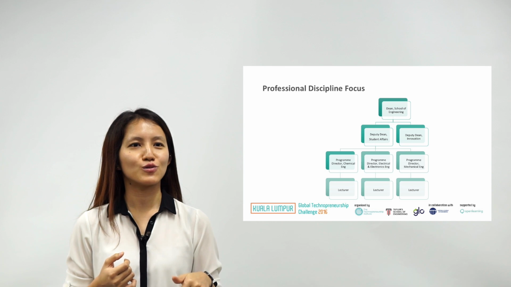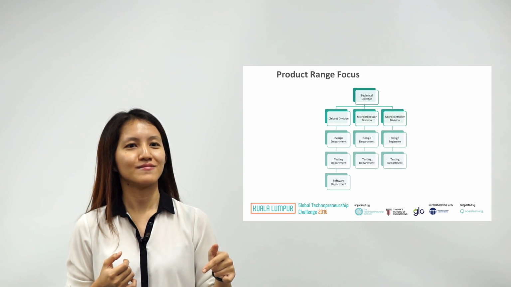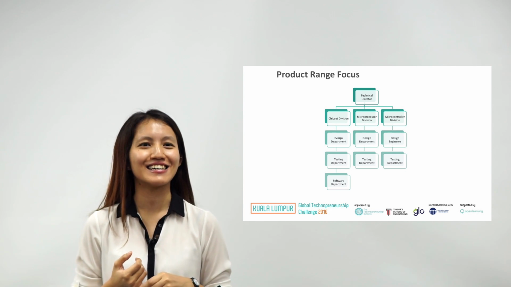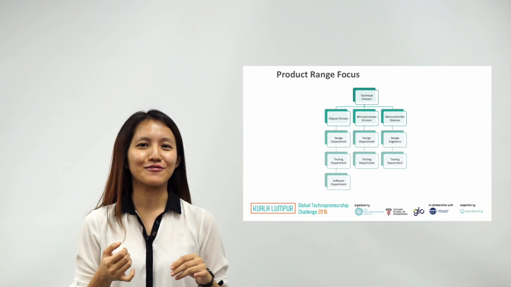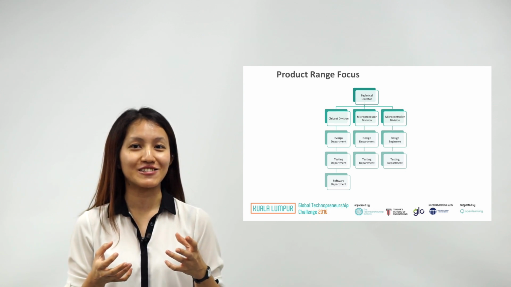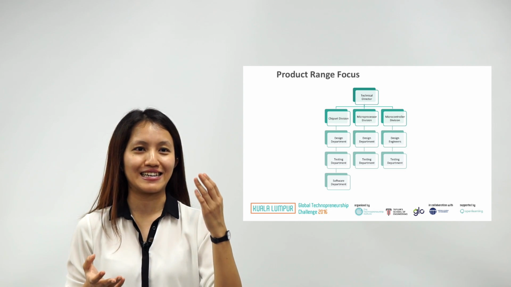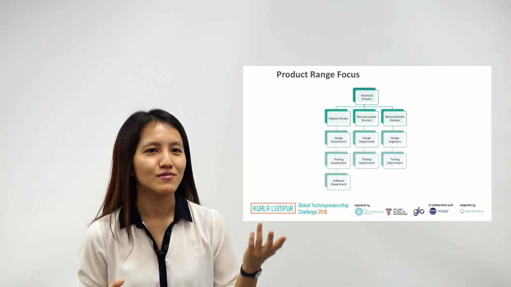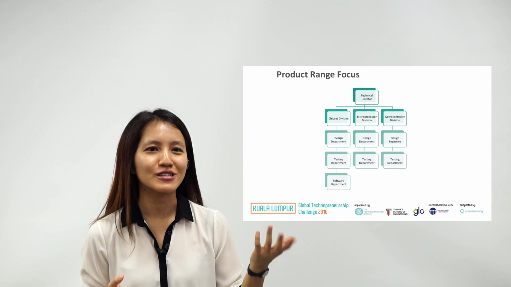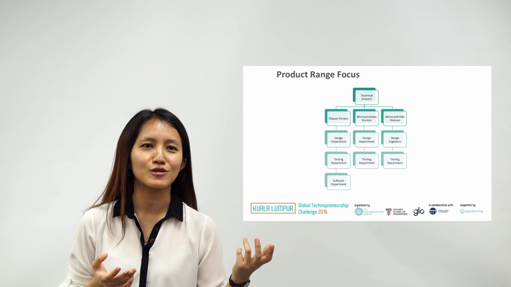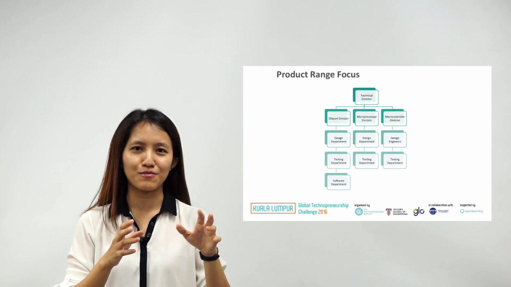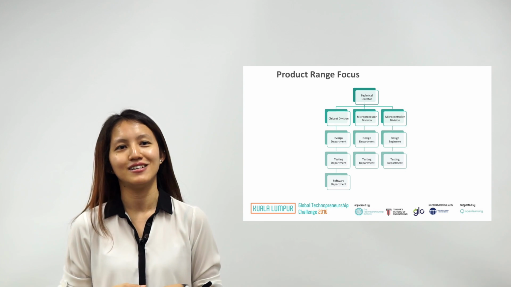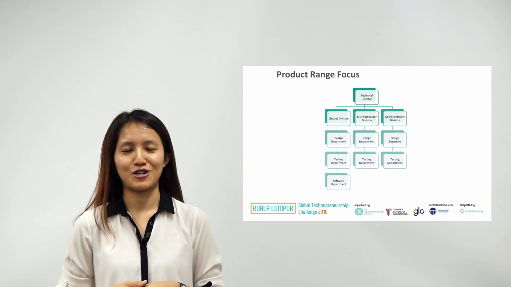If we move on to product range focus, all right? This is definitely applicable to you if you're working on a certain specific product. In this case, you have a technical director, you could have a microprocessor division, you could have a microcontroller division. So this is a little bit of an example of how an E&E company would be. It really depends on what project you're working on, but I think it's a good example to share with you.